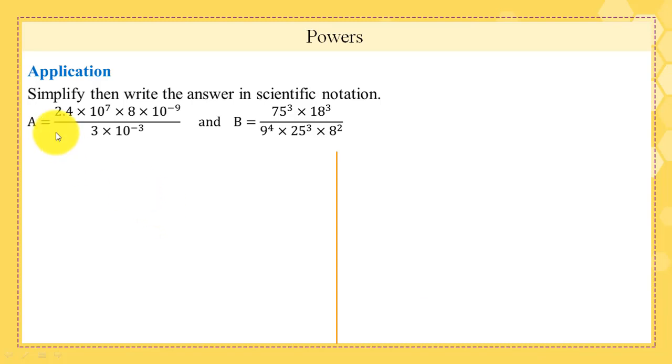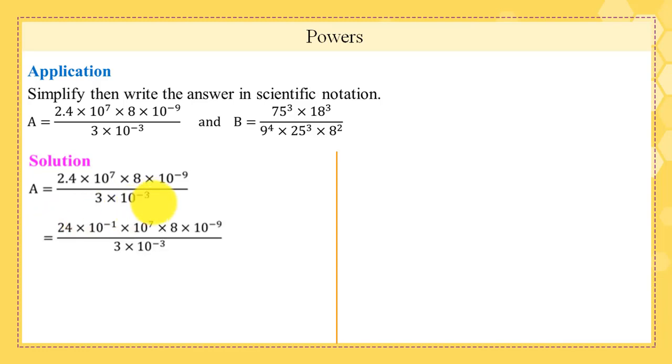This is an application. Simplify A and B, then write the answer in scientific notation. Please pause the video and try to solve this application. Solution: A equals 2.4 times 10 to the power 7 times 8 times 10 power minus 9, all over 3 times 10 to the power minus 3.